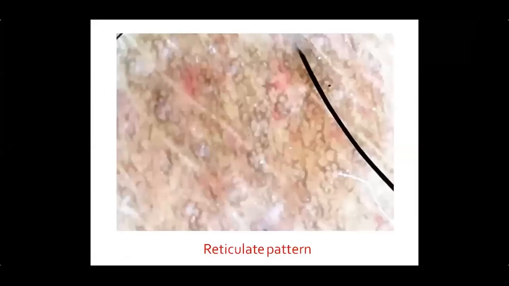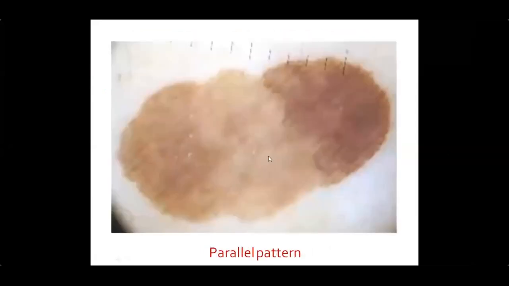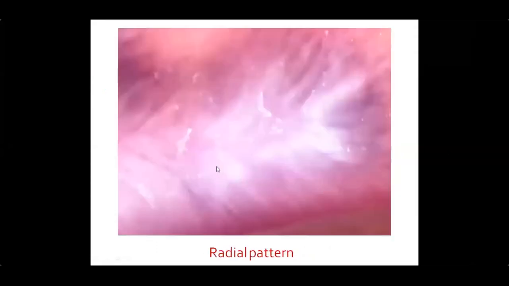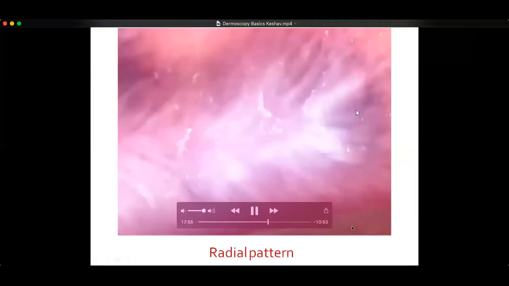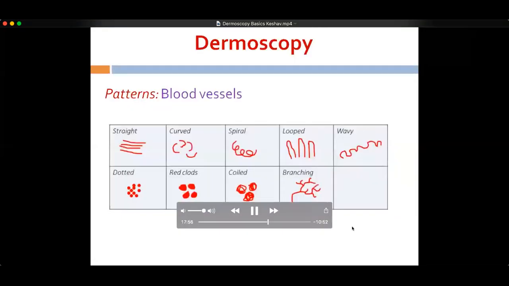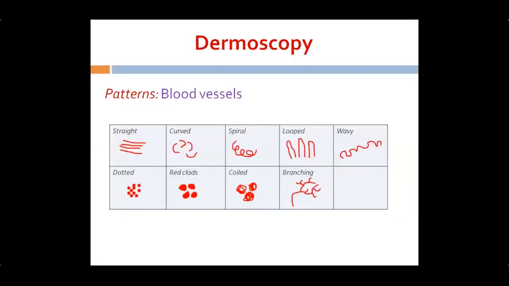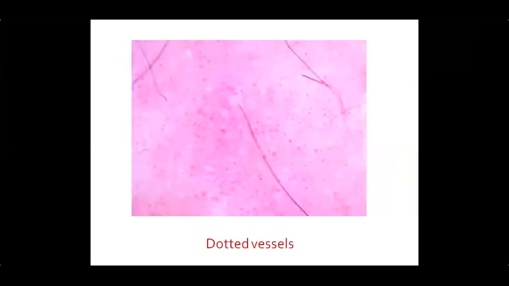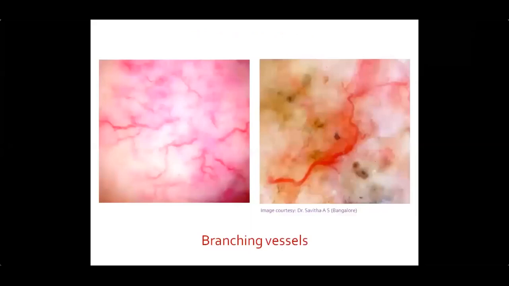So this is an example of brown lines in a reticulate pattern. These are the brown lines in a parallel pattern. So these are the white lines in a radial, or metaphorically known as starburst, pattern. So the blood vessels also can have different morphologies. They can be straight, curved, spiral, looped, coiled, wavy, and branching. So this is an example of dotted vessels. So this is an example of a branching vessel.